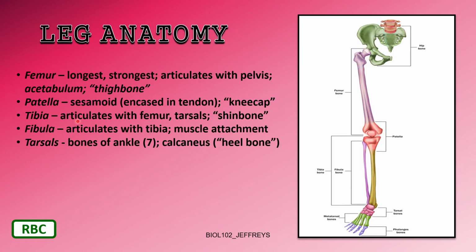Then you have the tibia. In the lower leg, just like in the forearm, you have the larger, longer bone. It's called the tibia, or you know it as your shin bone.